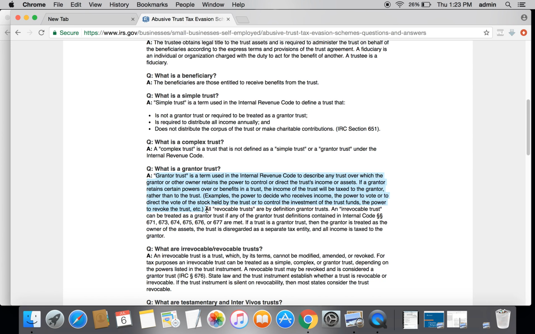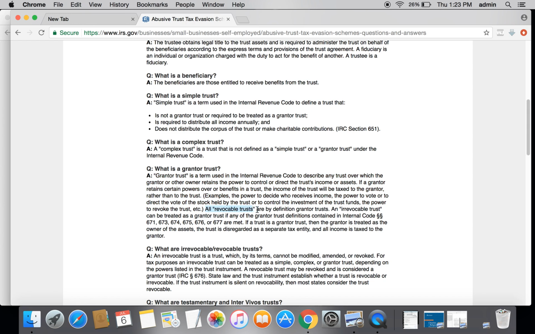So if a trustee has control over the trust property and the trust is deemed an irrevocable trust, as long as the grantor cannot benefit from that property or has no control or interest in that property, it is an irrevocable trust and it is not a grantor trust. So I want to make that clear.